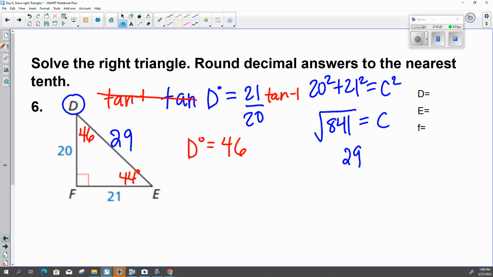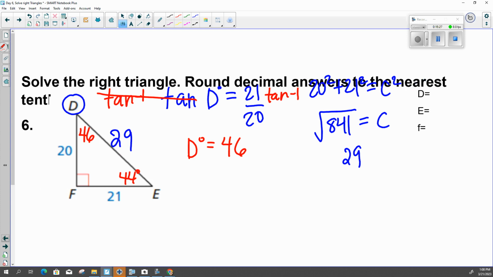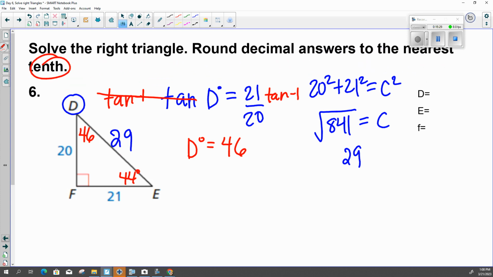Everyone got decimals. We just kind of went to the nearest whole number. So I'm sure we should probably, oh yeah, round to the nearest tenth. We definitely didn't do that.